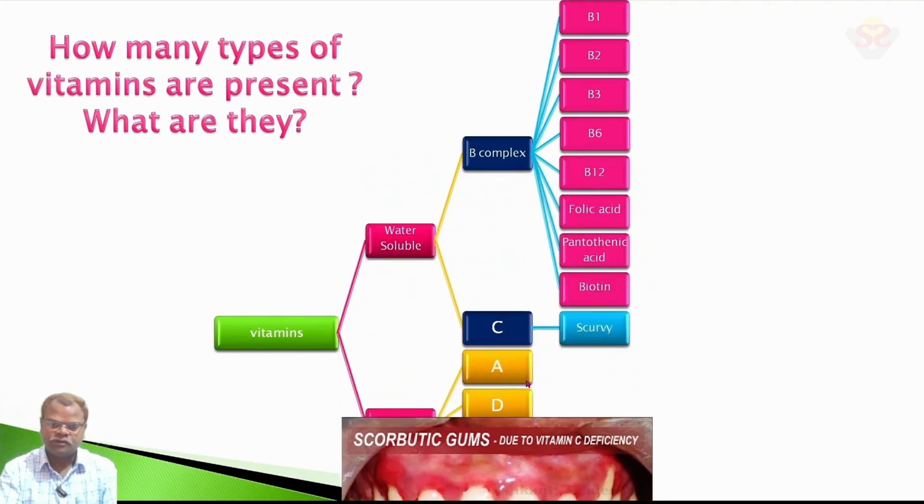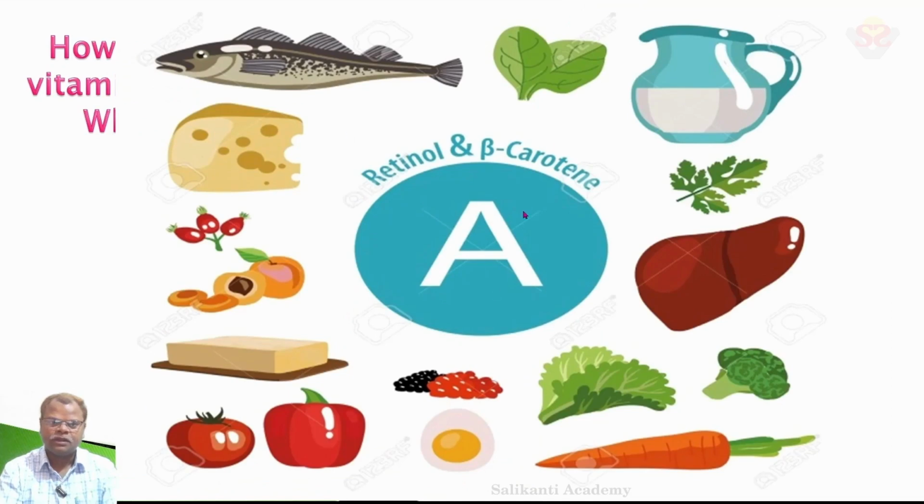The major sources of vitamin A are these. The chemical name of vitamin A is retinol, also called beta carotene. Fish, leafy vegetables, milk, liver, carrot, tomato, eggs, and mango have more vitamin A. Students, by eating these types of food, you easily get vitamin A sufficiently.